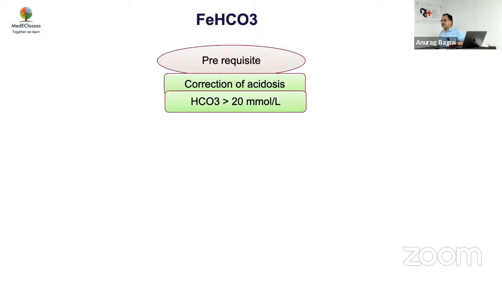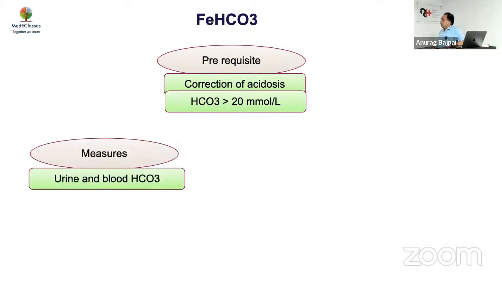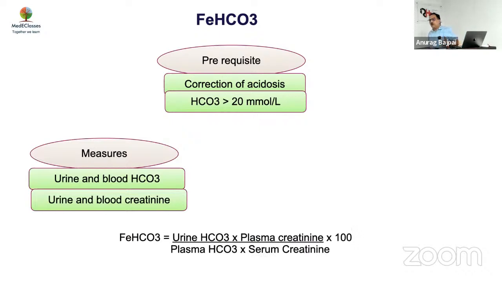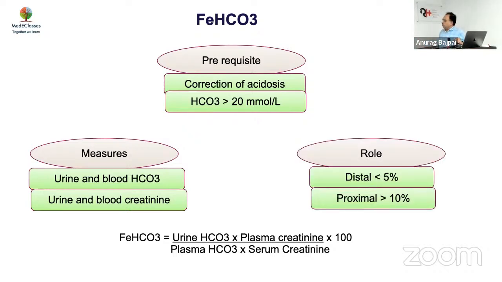If your bicarb is 16, you are pretty much having a compromised one because it's already going to be less because it's not being filtered. So measures are urine and blood bicarbonate and urine and blood creatinine. The standard formula is urine bicarb upon plasma bicarb, into plasma creatinine upon urinary creatinine, into 100, as we do for fractional excretion of sodium, potassium. Same thing. Usually it's more than 15 to 20% in proximal RTA and less than 3%, 2% in distal RTA.